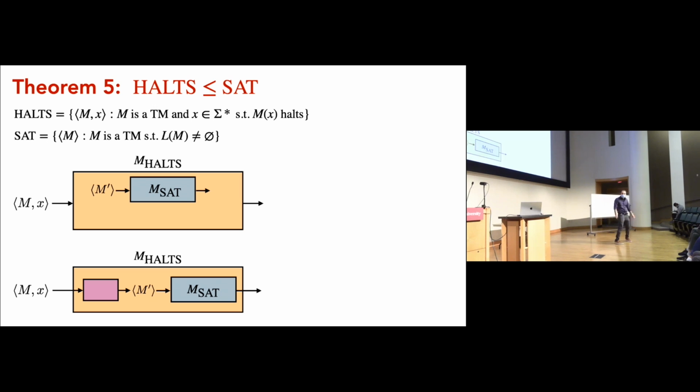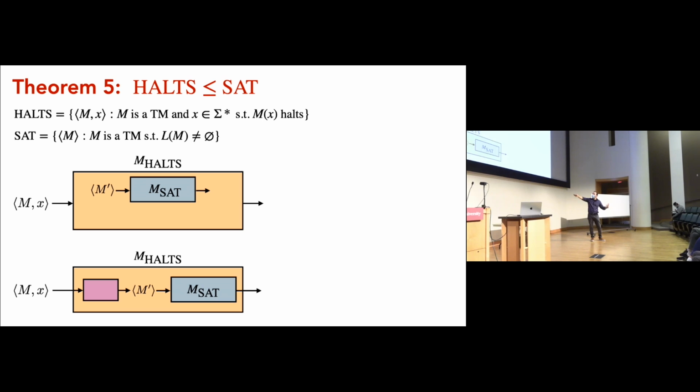Most reductions, you don't call MSAT, your helper function, many times, but just once. And in most reductions, whatever answer you get from your helper function is the answer that you give in your reduction. So your task is to get the input, which is m comma x in the case of Halts, transform it somehow, and prepare an input that you will feed into your helper function MSAT.